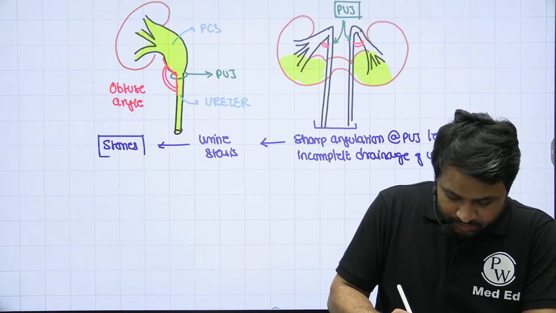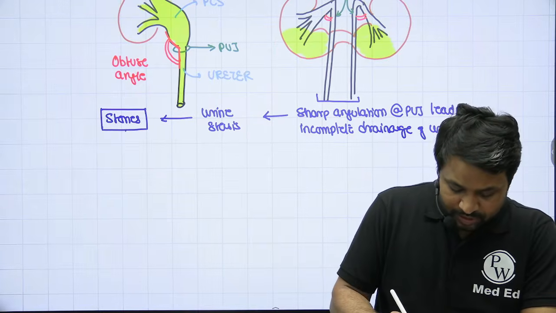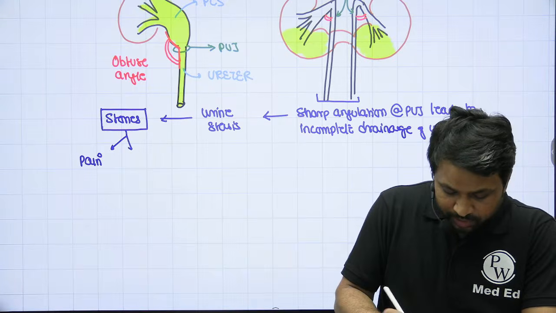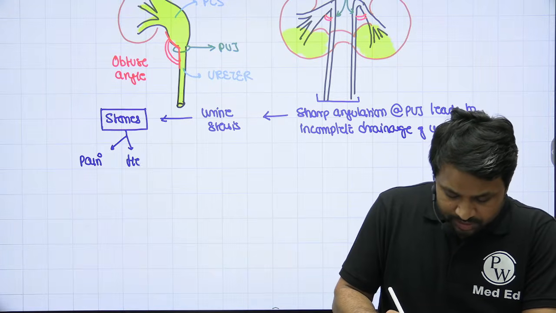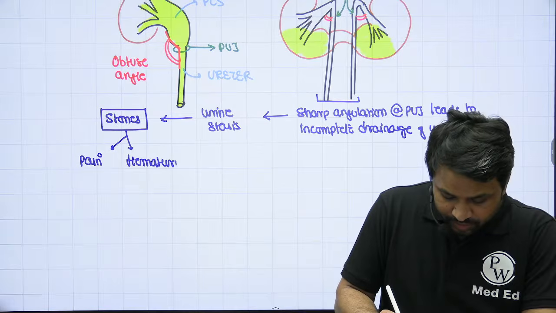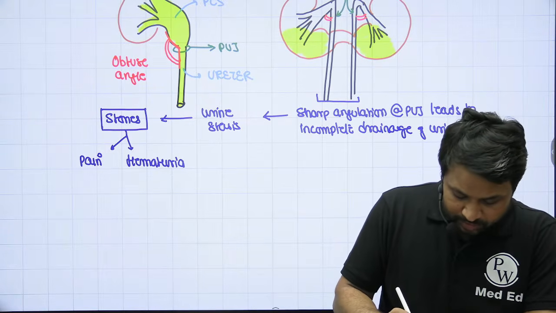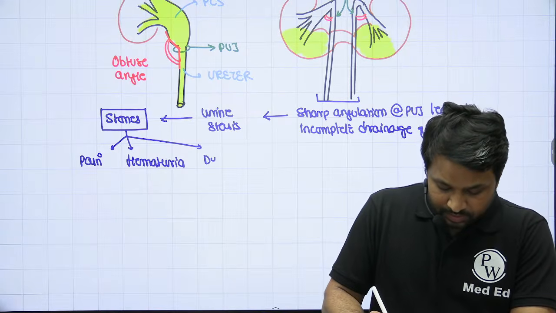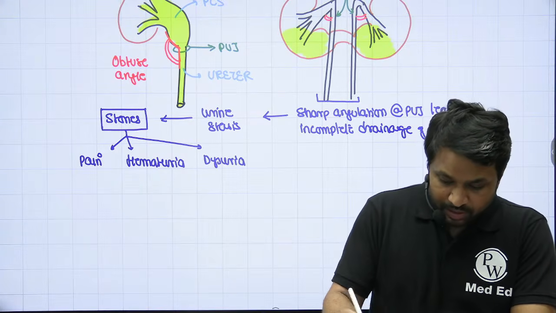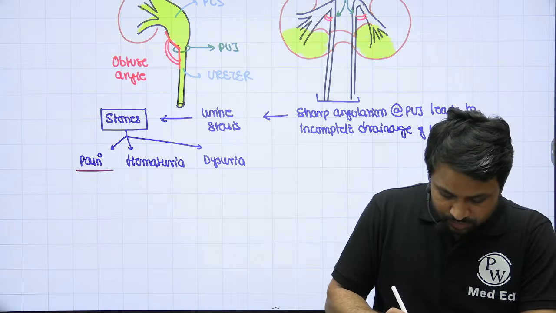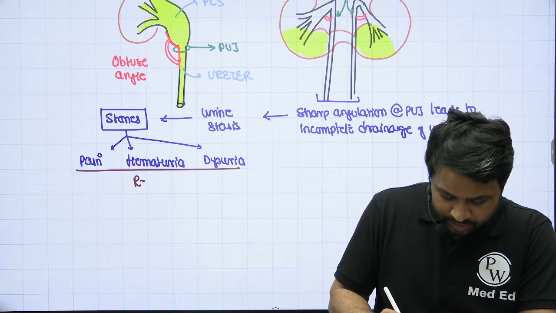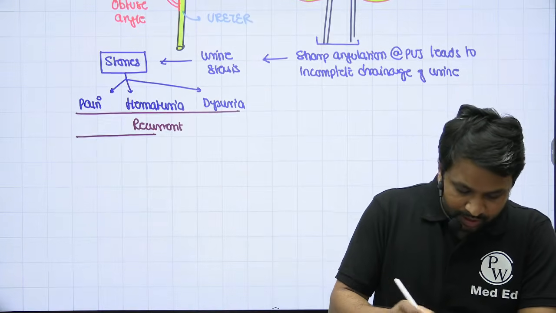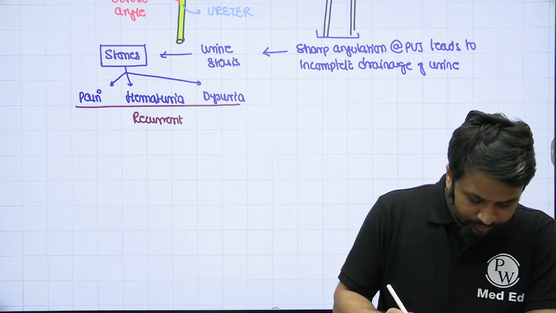Now whenever a patient develops calcium oxalate stones, any stone will present with pain, that is, ureteric colic will be there. Along with that, they'll be associated with hematuria, as well as dysuria. So these are the three symptoms, but in horseshoe kidney, all the symptoms are going to be recurrent. So recurrent pain, recurrent hematuria, recurrent dysuria, all this is going to happen, right?